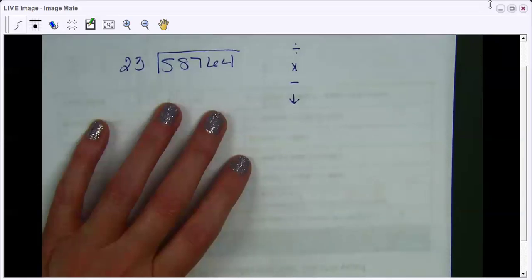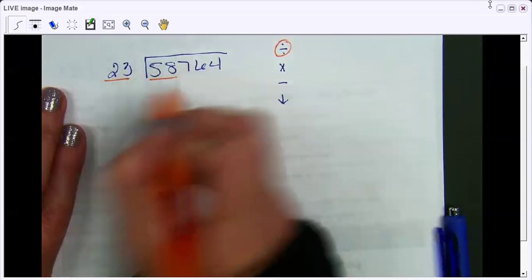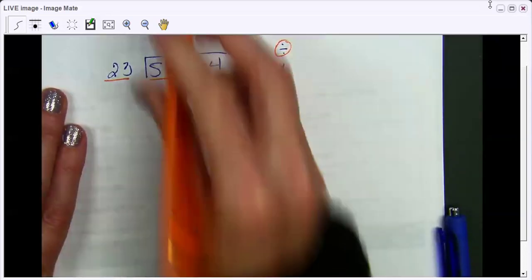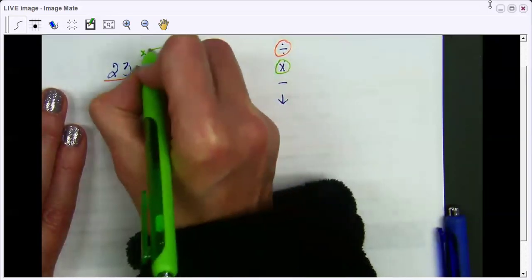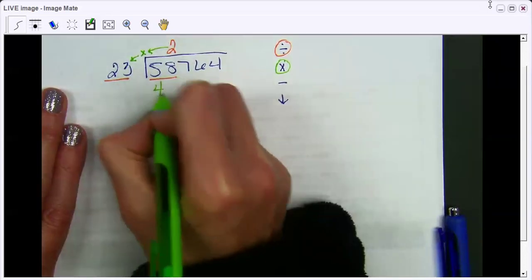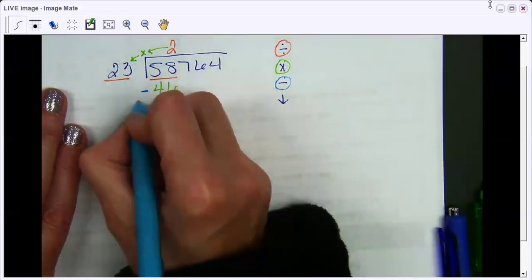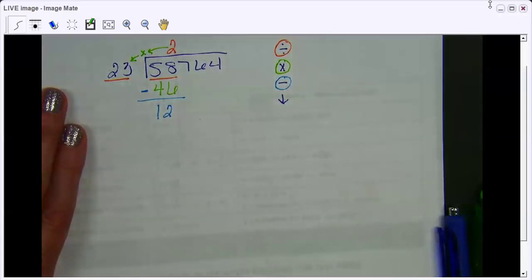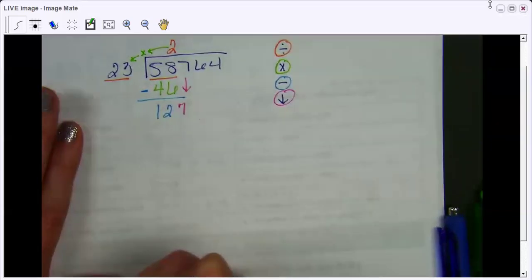So let me just refresh your memory. Let's start with dividing. We're going to divide 23 into 58. How many times is 23 going into 58? Twice. The next thing we are going to do is multiply. 2 times 23 is 46. The next thing that we are going to do is subtract. 58 minus 46 is 12. And then the last thing that we are going to do is bring down. And then guess what? We're going to start all over again.